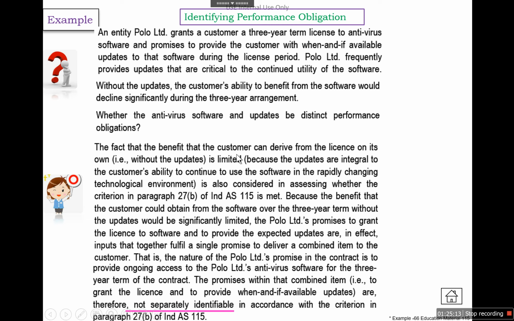The benefit the customer can derive from the license on its own is limited, because the customer's ability to continue to use the software is rapidly changing. This is also considered in assessing whether the second condition is met, because the benefit that the customer could obtain from the software over 3 years without the updates will be significantly limited. So the second condition will not be met, so it will not be considered a distinct service.